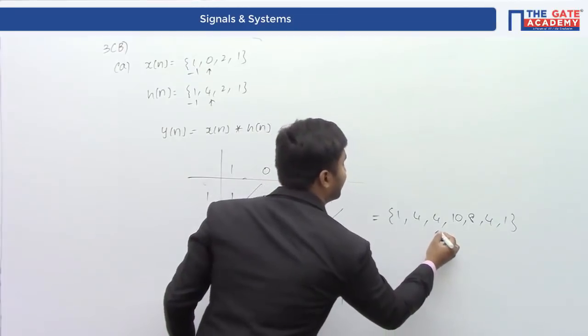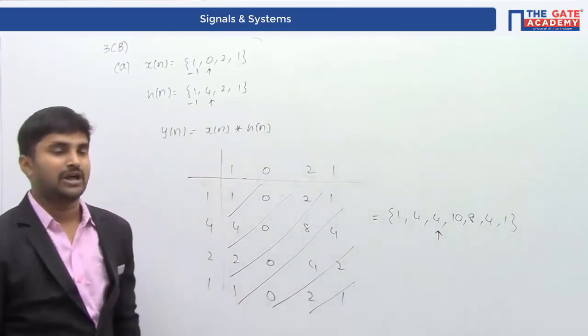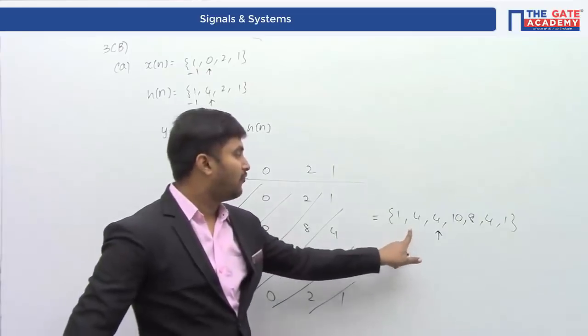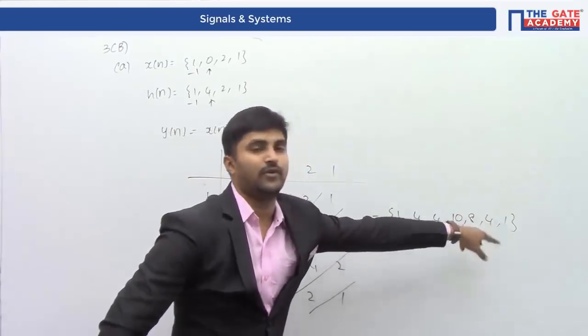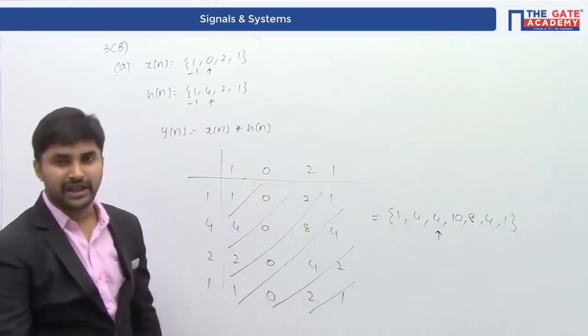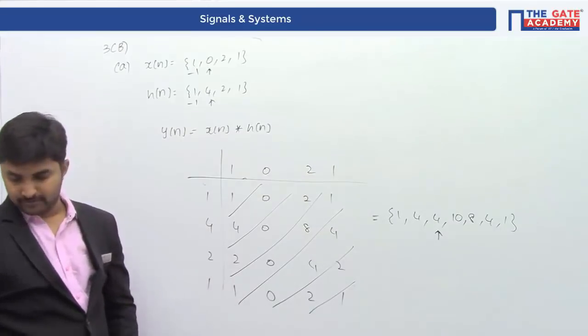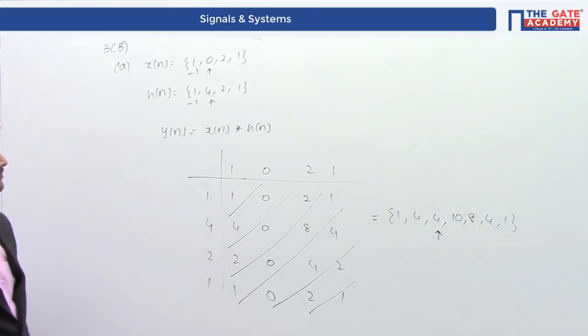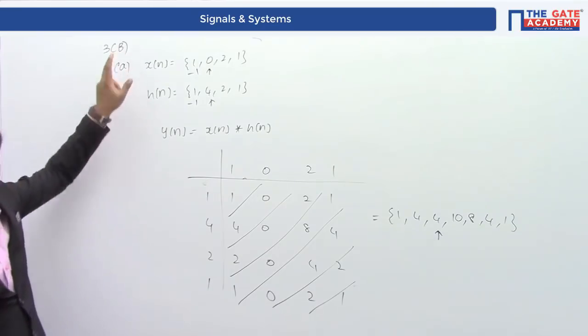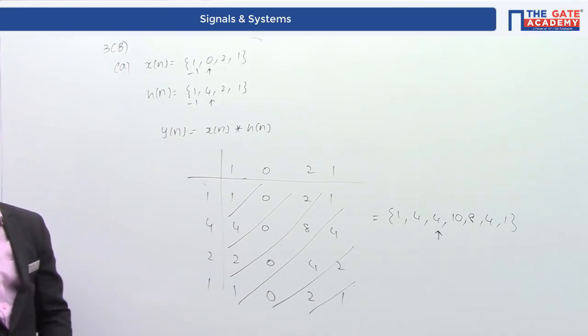At 0 we are going to have an arrow. So you are going to have the signal 1, 4, 4, 10, 8, 4, 1. This is the A part of B. Next, let us do the B part.